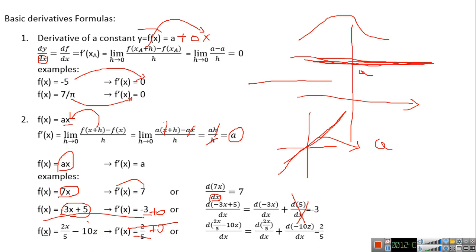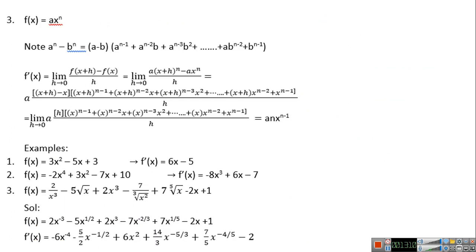Or you can write it in that form. Certainly you're going to use this one, but we need to know that for later on in a section called implicit differentiation. Later on we're going to take it after 2 weeks. So here derivative of 2x over 5 over dx plus derivative of minus 10z over dx. Here I don't have x, so I have a constant as we said, so this is 0 and this is 2 over 5.